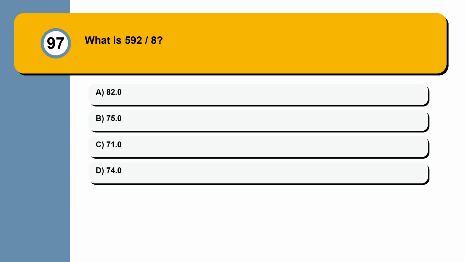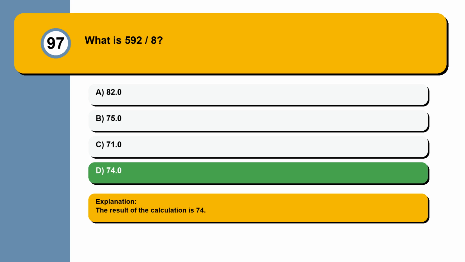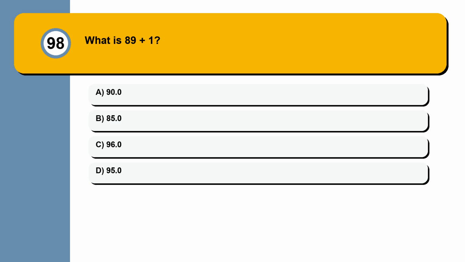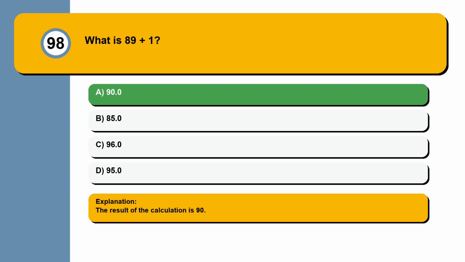Question 97. What is 592/8? 82.0, 75.0, 71.0, 74.0. The result of the calculation is 74. Question 98. What is 89 plus 1? 90.0, 85.0, 96.0, 95.0. The result of the calculation is 90.